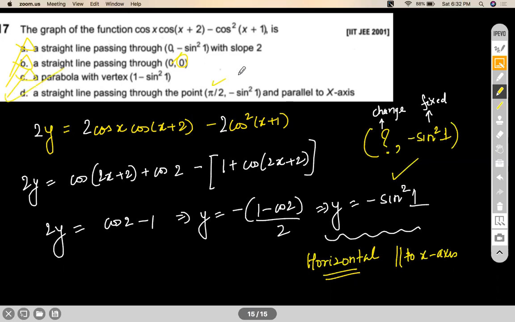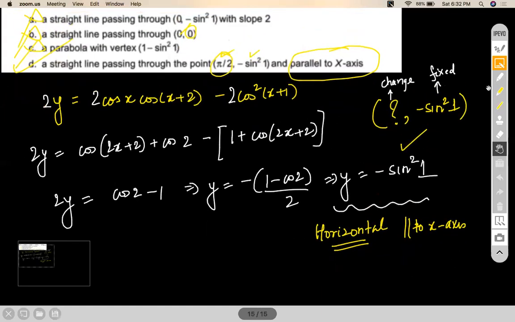So pi by 2 is acceptable. Any point here is acceptable. It's just that this should be sine square 1, minus sine square 1. And of course, parallel to the x-axis. Is that fine? Okay. So fine, let us take a break right now.